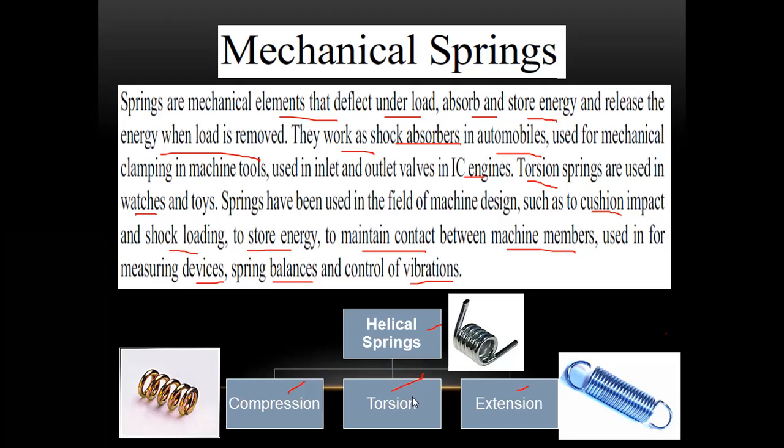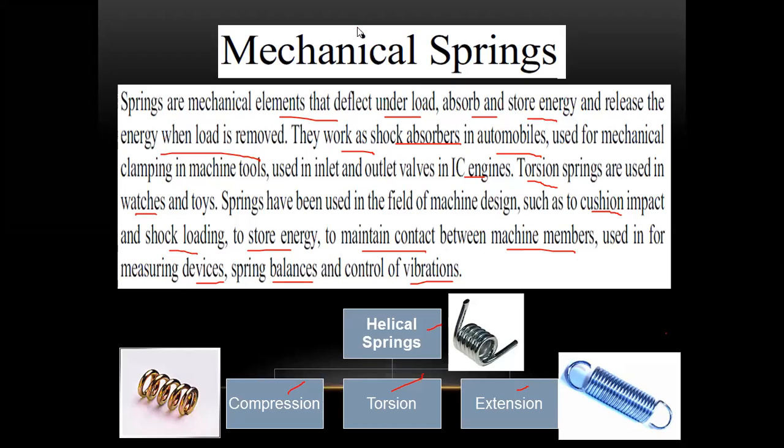Next, if you see the torsion spring, here also the material is different and the application is also different. You can see this type of spring in your clamps, in your exam pad, you can see that type of spring. And also for your hangers, the clips you use to dry clothes, there also you can see this type of spring, right? Next, coming to the extension springs.